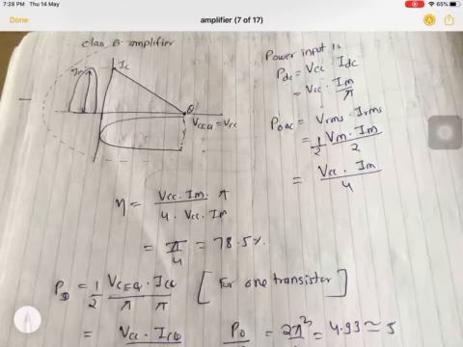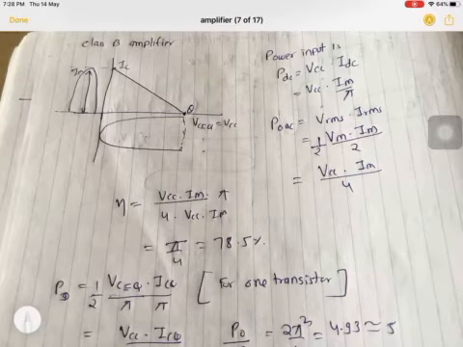So this is class B amplifier. This is a DC load line again. Now in class B amplifier, I choose the quiescent point here. So here VCEQ is nearly equal to VCC. One more thing, in class B amplifier we use two different transistors. I'll show you the circuit at the end.